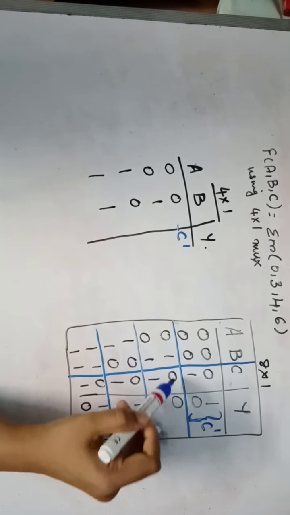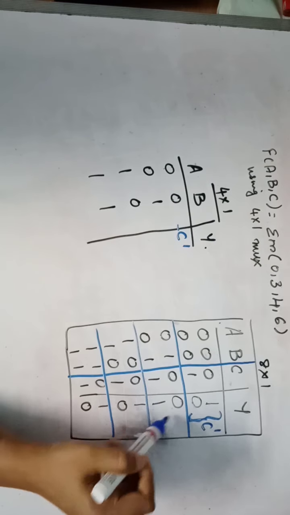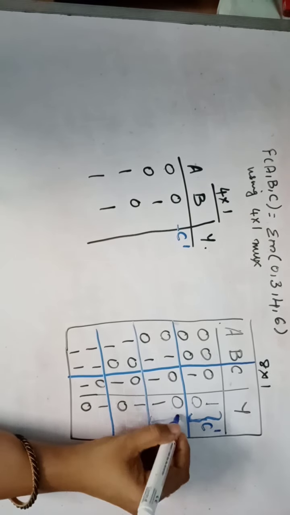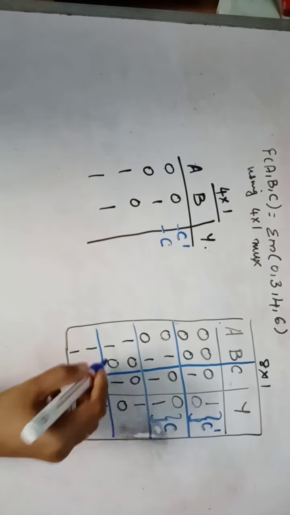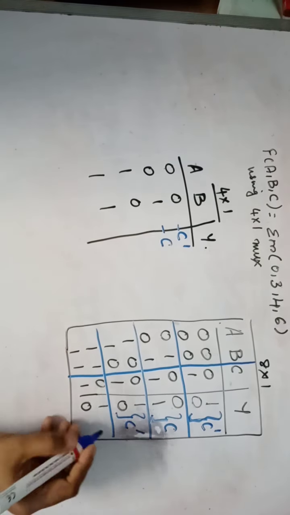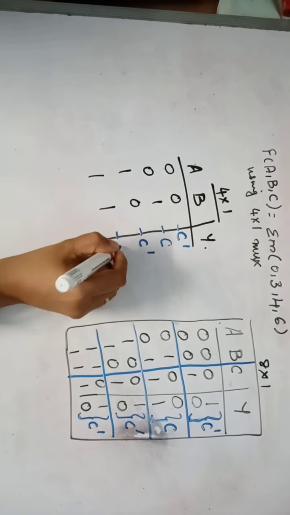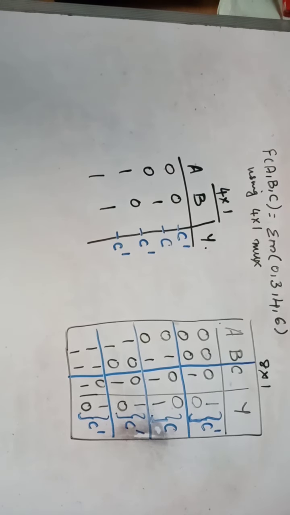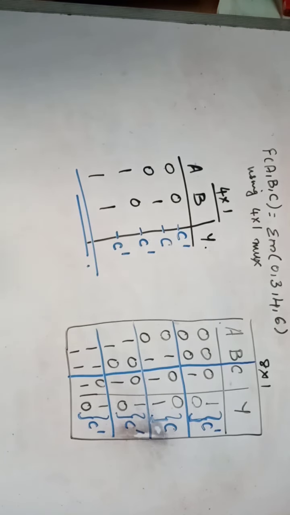0, 1 means these 2 cases. C is 0, Y is 0. C is 1, Y is 1. So Y is equal to C. For 1 0, again C complement. Here again C complement. That is how you get the truth table for the 4 by 1 mux from the 8 by 1 mux.